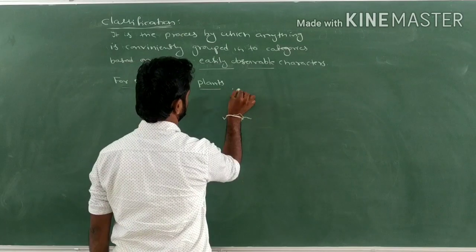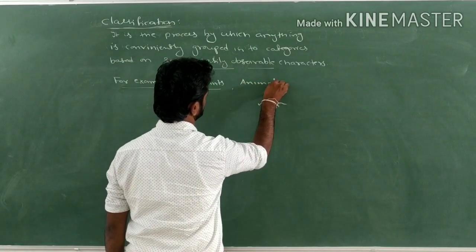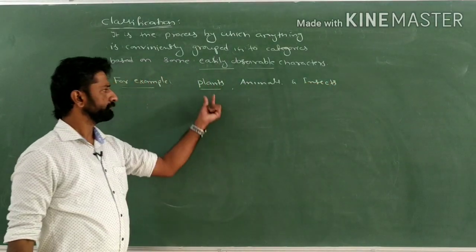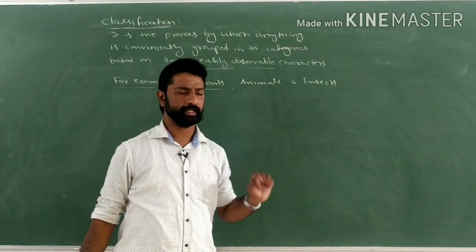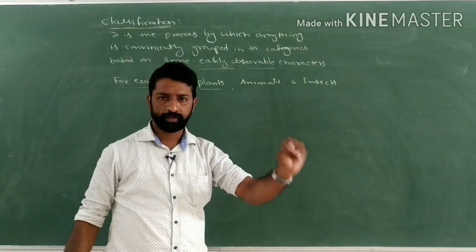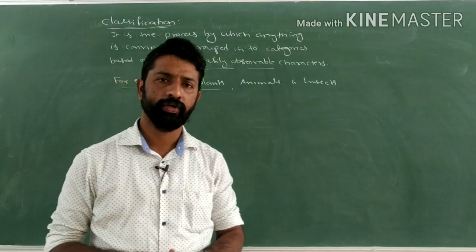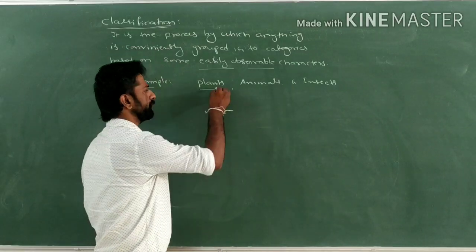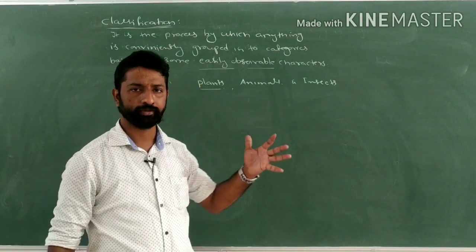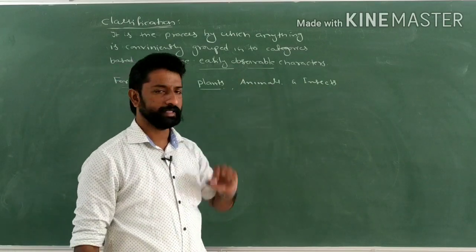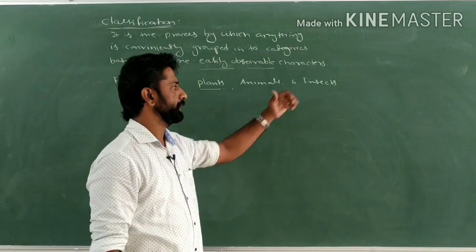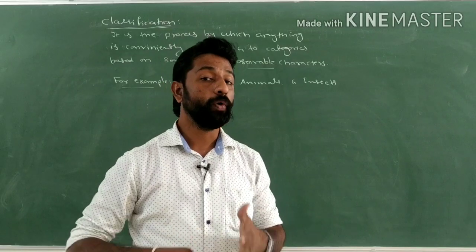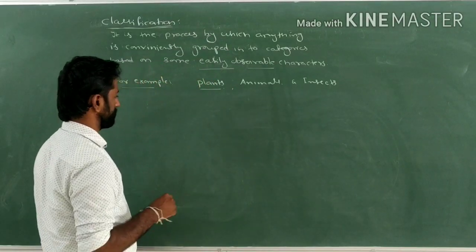If you take an example, we recognize organisms in convenient categories such as plants, animals and insects. Here plants, animals and insects each represent a particular group of organisms based on observable features or characteristics. Plants represent one group, animals another group, and insects another group of organisms.